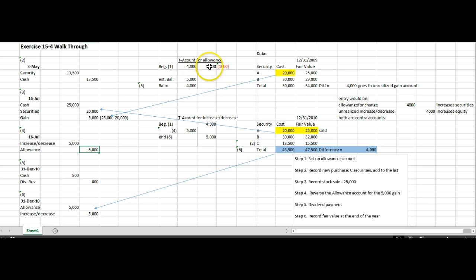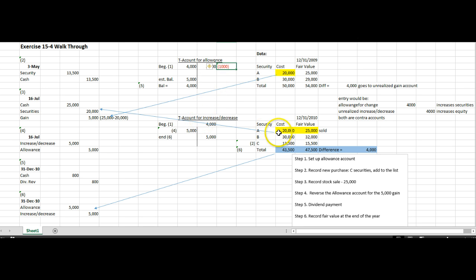Now keep this in mind, so we need these T accounts. I'm going to credit the allowance account for $5,000, which gives me a deficit, in theory, of $1,000. So now we go along, and we're at the end of the year, and I receive a dividend. So I get cash of $800 and a dividend revenue of $800. Now I've got to readjust all of this, because we started out with a $4,000 balance here. We're at a $1,000 credit here at this point.